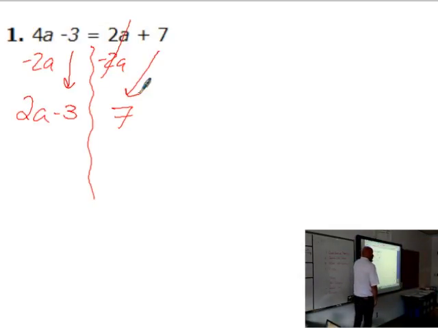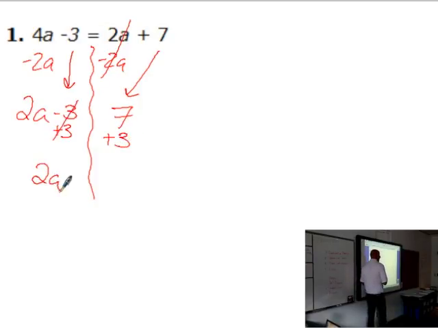So now our new equation is what? 2a minus 3 equals 7. Right. Okay. So now we have our variables here. So now we need to move our number. So what are we going to move? The minus 3. And how do we do that? Plus 3. So we have 2a is equal to what?